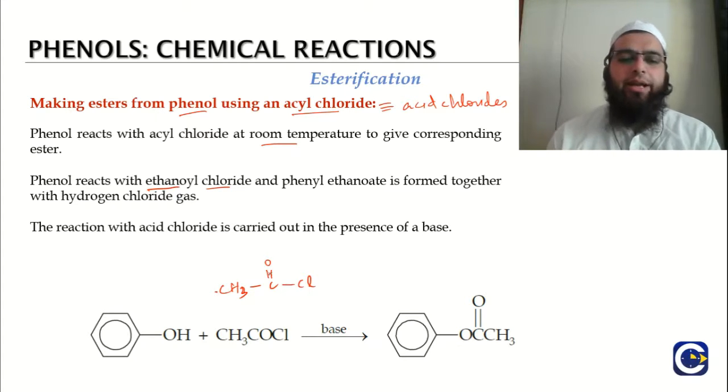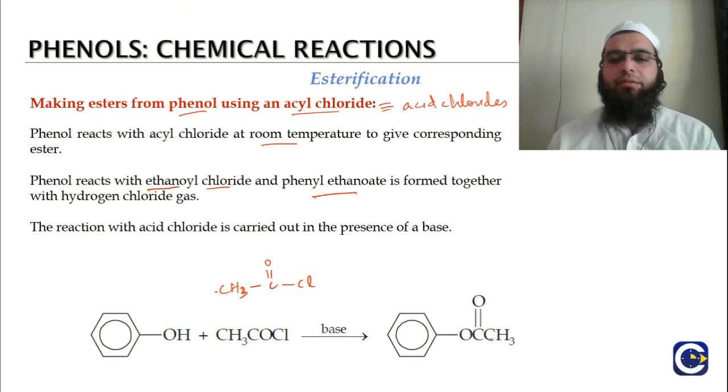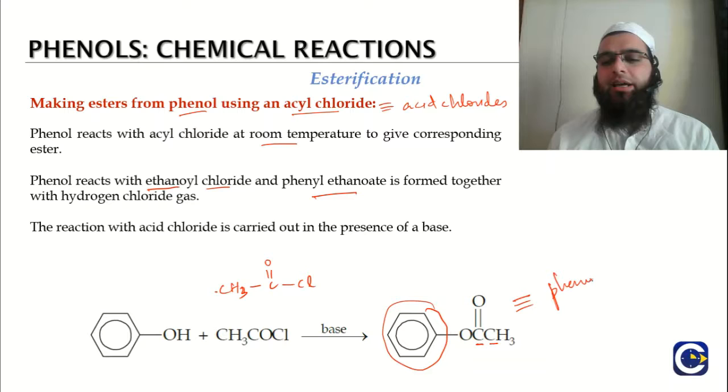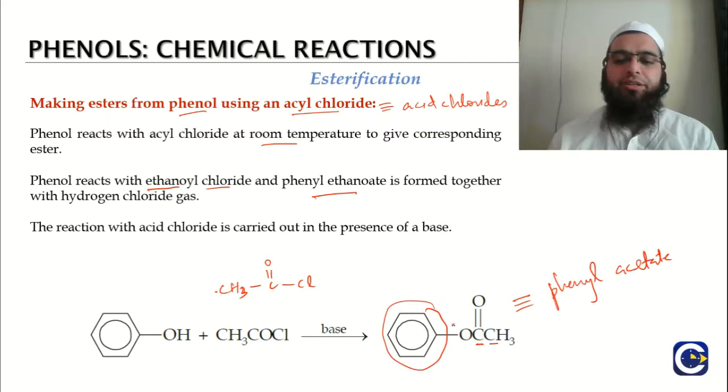In this reaction of phenol with ethanoyl chloride, we get phenyl ethanoate. Again, we have two carbons, which is why we call it ethanoate, and we have a phenyl ring attached to the ethanoate group. That is why it is phenyl ethanoate. By its common name, it is also called phenyl acetate.